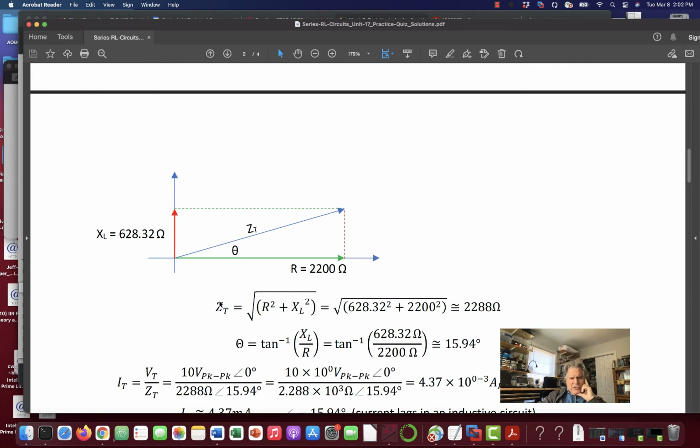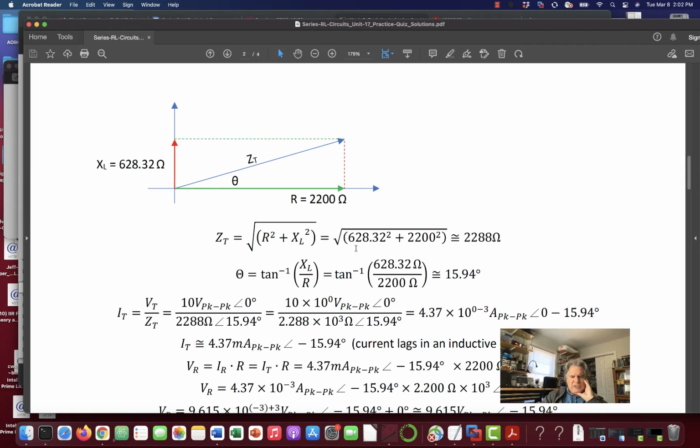So Z is this Pythagorean theorem, right? It's a right triangle. I got this height and this base. So I'll take 628.32 and square it, add to that 2200 squared, and if I want ZT, I'll have to take the square root of the sum of that, and I'll get 2288 ohms. Kind of interesting. It must be a pretty low angle, because the difference between 2200 and 2288 isn't that big.